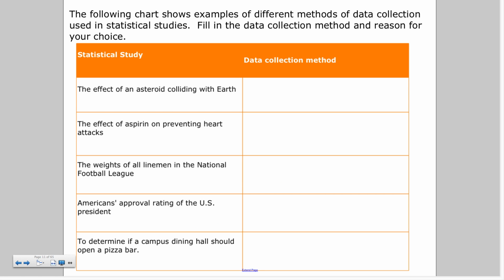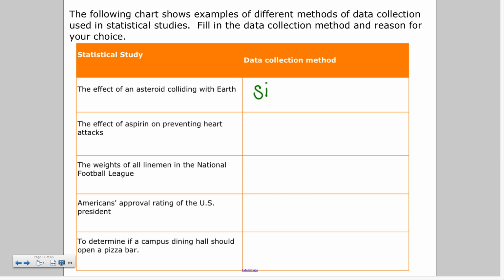So on this next little chart on page 6, the following chart shows examples of different methods of collecting data used in statistical studies. So we're going to fill it out and figure out which of the 6 would go with these. Now, the first one, the effect of an asteroid colliding with Earth. Someone will say observational, which is fine. The only problem is that's never happened. And so we're going to go with a simulation.